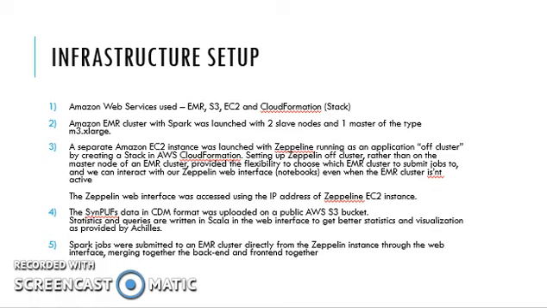To run Spark programs and measure the scalability of the new infrastructure, Amazon Web Services are used, mainly its EMR, S3 and EC2 instance services. An Amazon EMR cluster with Spark was launched with 2 slave nodes and 1 master node. A separate EC2 instance was launched with Zeppelin running as an application of the cluster. The SynPUF data in CDM format was uploaded to a public AWS S3 bucket. Statistics and queries are written in Scala in the web interface to get better visualization than that provided by ACHILLES. Spark programs were submitted to the EMR cluster directly from the Zeppelin instance through the web interface.